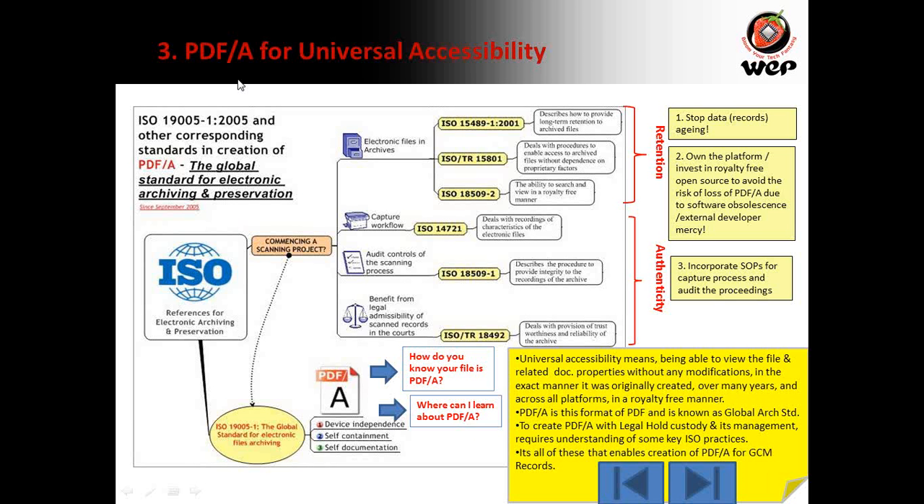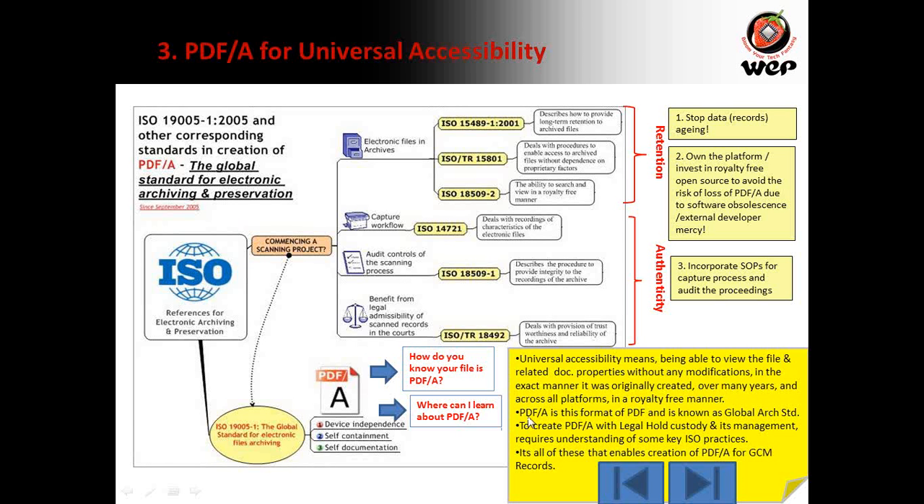Looking at PDF-A, now what is PDF-A? First thing is PDF-A is for universal accessibility. It does work on all platforms and across all hardware devices. So let's understand what universal accessibility means in terms of third-party understanding. It means being able to view the file and related document properties without any modifications, in the exact manner it was originally created, over many years and across all platforms. And most importantly, in a royalty-free manner. You pay no one to view that file. And that's a clear requirement of PDF-A.